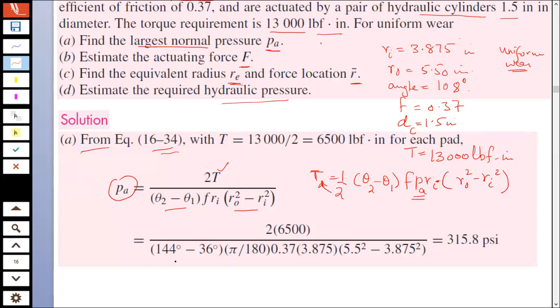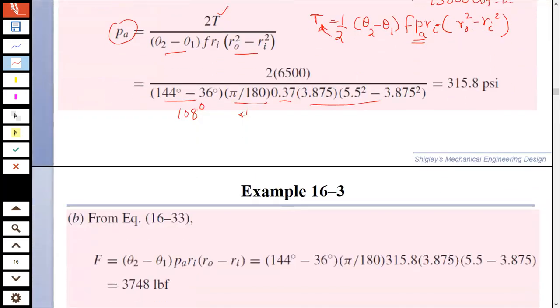ठीक है जी, this is basically 108 जो आपको दिया गया है, that is 108 multiplied by pi by 180 to change it into radians. ठीक है जी, and then 0.37 is the coefficient of friction, your Ri and the difference between Ri and R naught. ठीक है जी. Now so you will get PA from here.